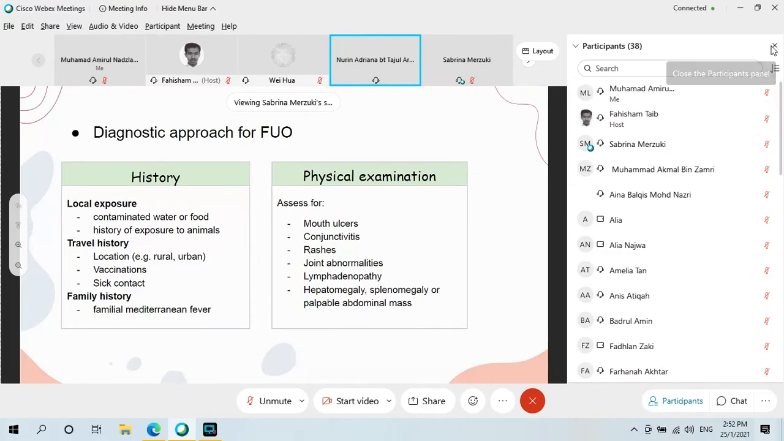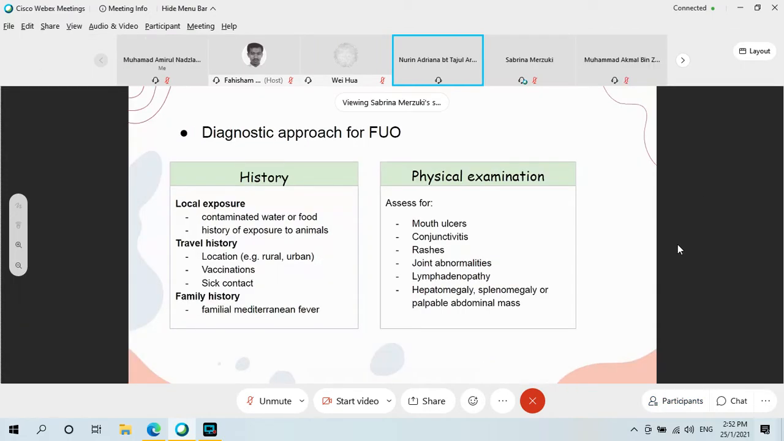And then for family history, ask if there is any genetic disease that runs in the family. For physical examination, assess if there is any mouth ulcer, conjunctivitis, rashes, or joint abnormalities that could indicate SLE, and then lymphadenopathy, and also hepatosplenomegaly or palpable abdominal mass that might indicate malignancy.